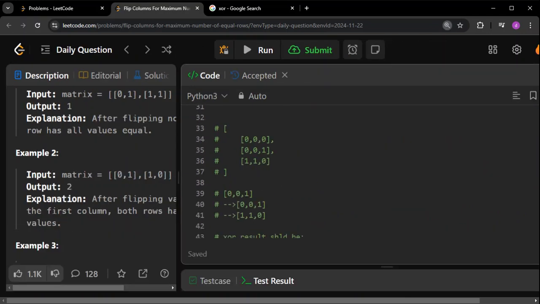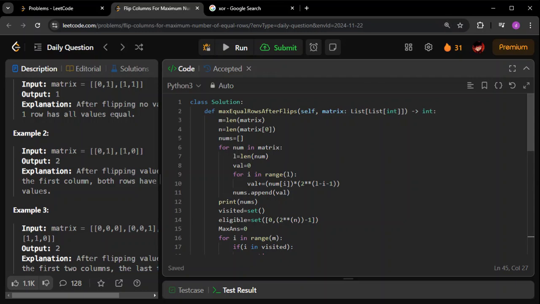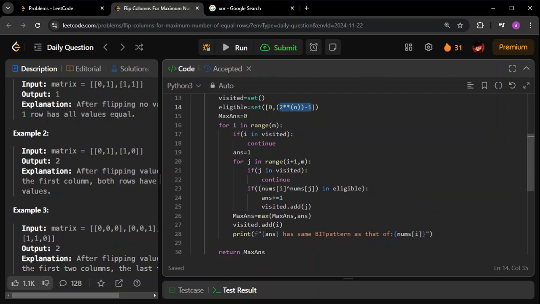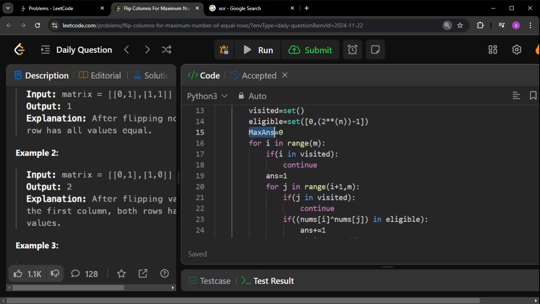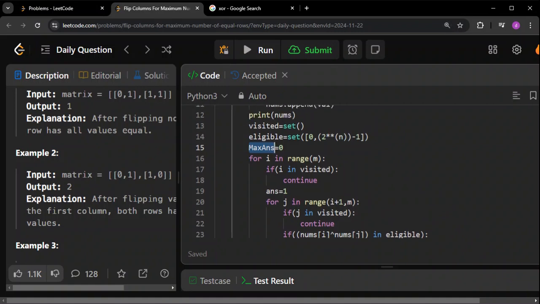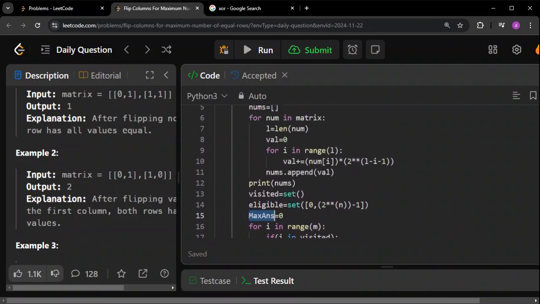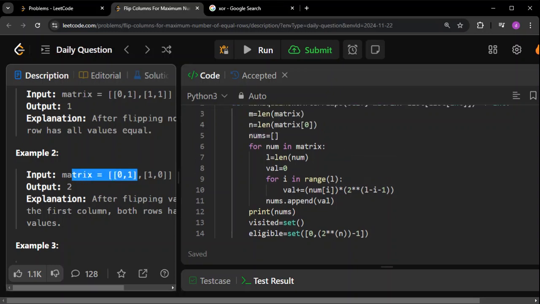Let me zoom out again. Yeah, that is what I'm doing here basically. If you see, 2 raised to power n minus 1. So this is one value and the other value is 0. If the XOR result is between these two, that means both the numbers are following the same pattern. I'm creating a max answer. This will tell me which particular pattern is followed by most numbers in the given matrix. So what I'm doing now, I'm not going to use the matrix anymore. I will be using only nums throughout. What is nums? I already showed you in the previous output. It has the decimal equivalent of all of these.